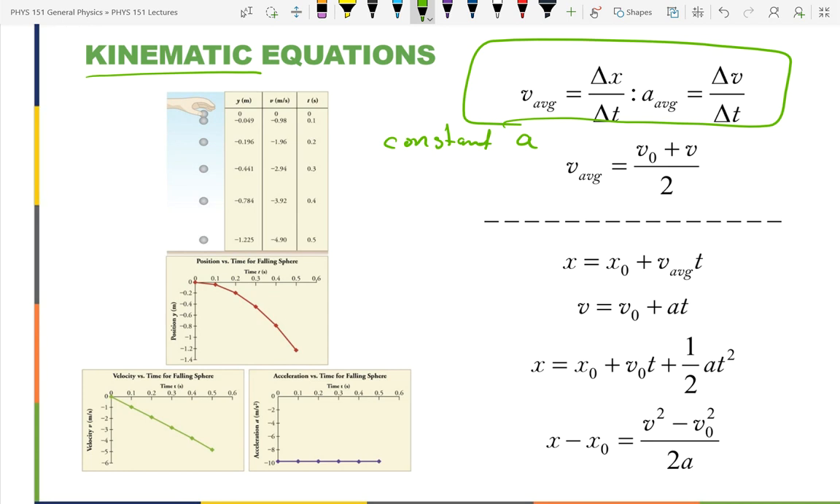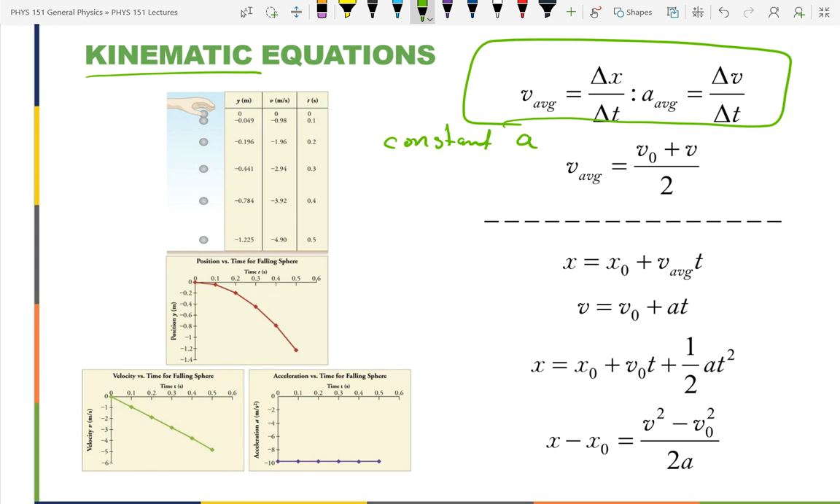And then the second one there is, if you have a constant acceleration, then that means your speed will be changing in a linear fashion, and the average speed will be halfway between the starting and ending speeds. Now, that's only true if you have a constant acceleration. And so the lower equation is only true for constant acceleration.